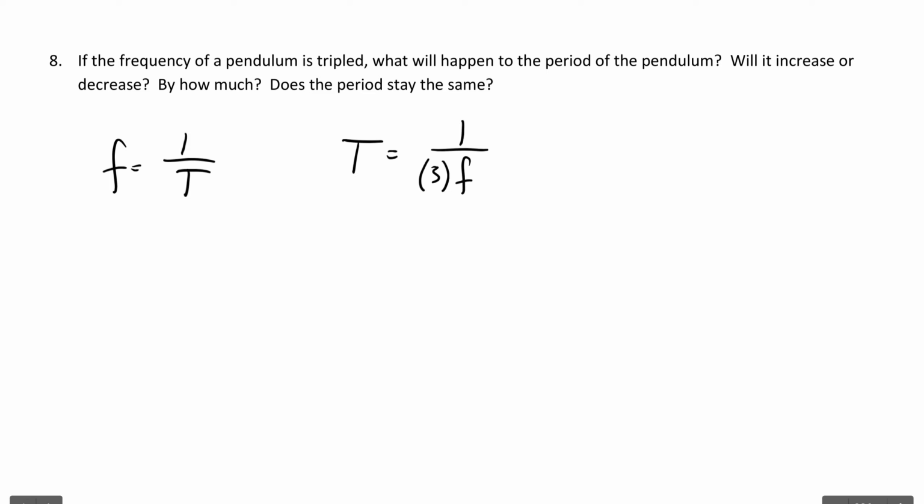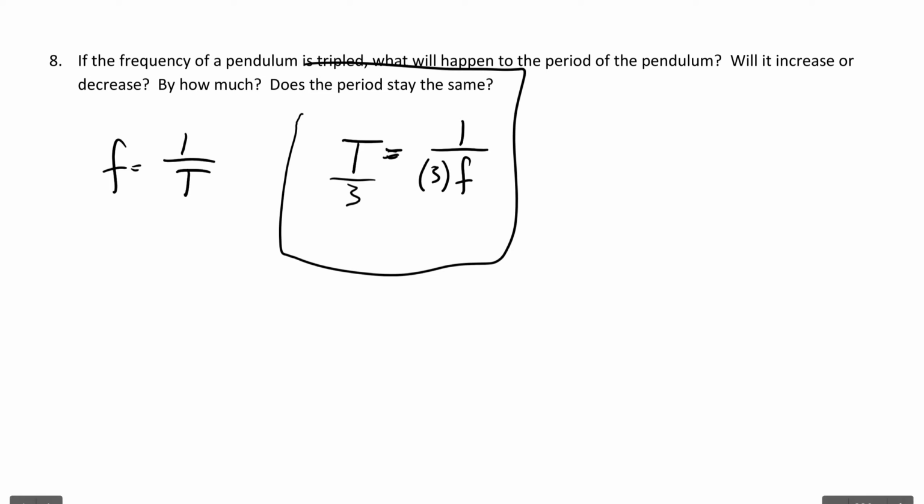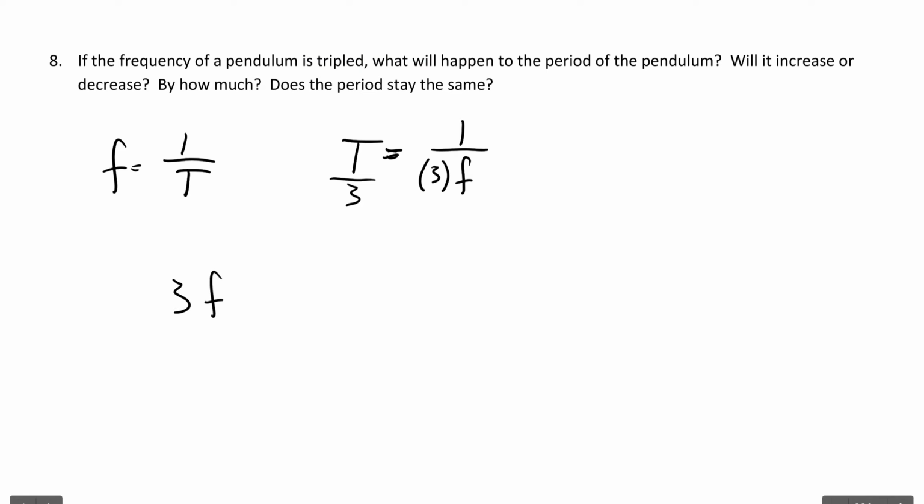If I triple the frequency here, I just put a 3 in the denominator on this side of the equation. So to make it equal still, whatever I do to one side, I have to do to the other. So I have to take my period and divide it by 3 in order to have this relationship still be equal. So if the frequency is 3 times as big, the period is 3 times as small. It's an inverse relationship.